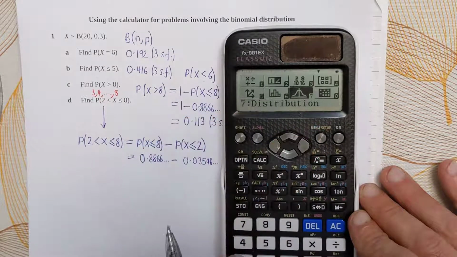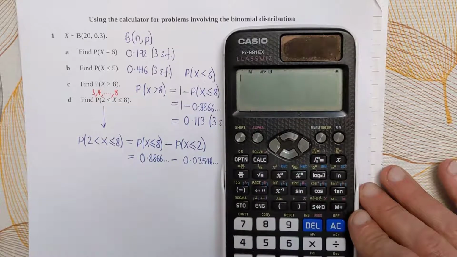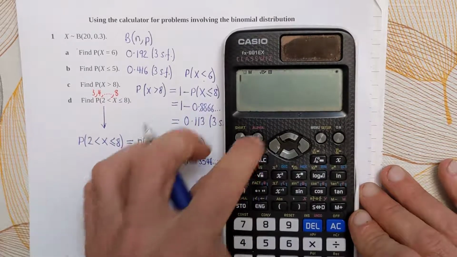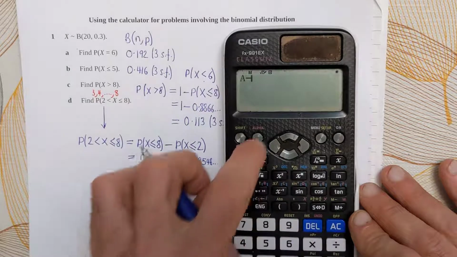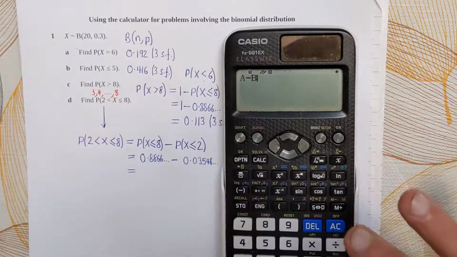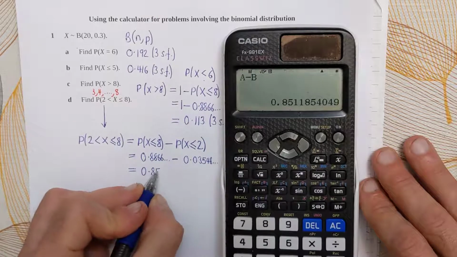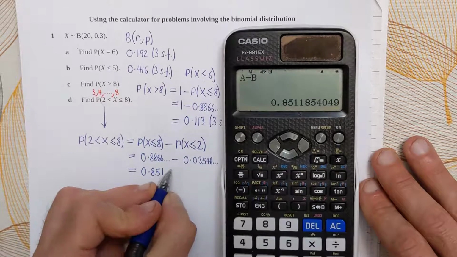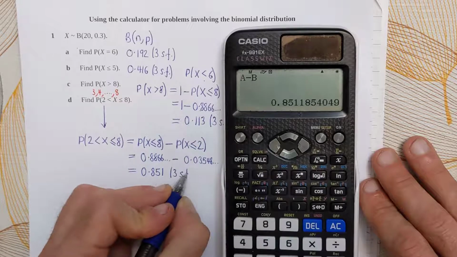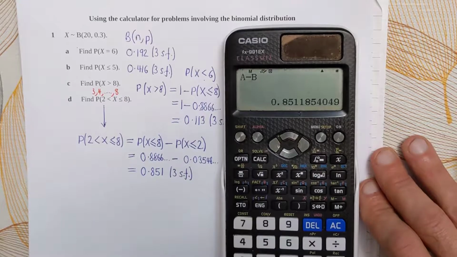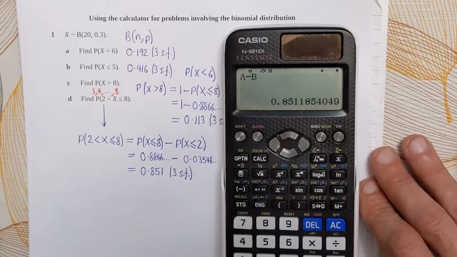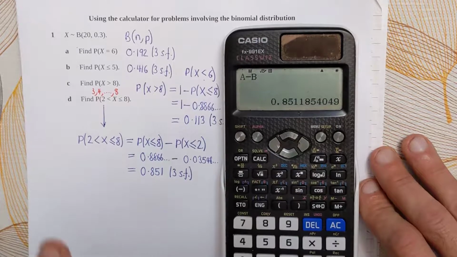We now go to the main mode of the calculator, Menu 1, and you just do A minus B, which gives us the answer 0.851 to 3 significant figures. And this concludes the video for the binomial distribution.